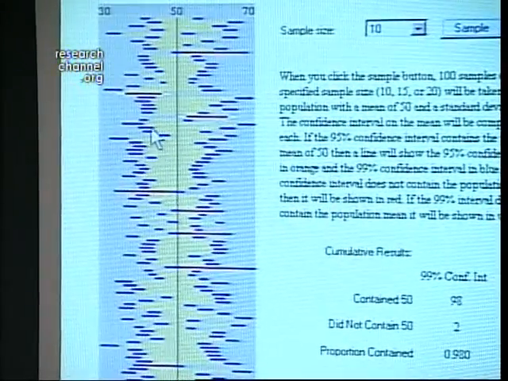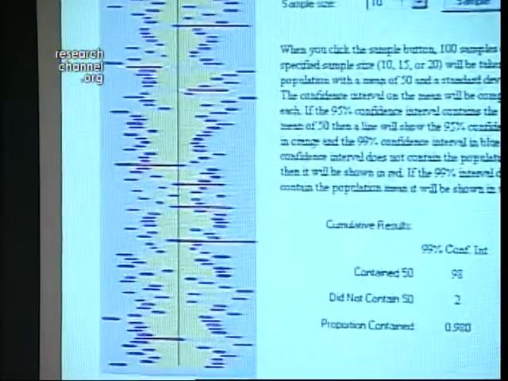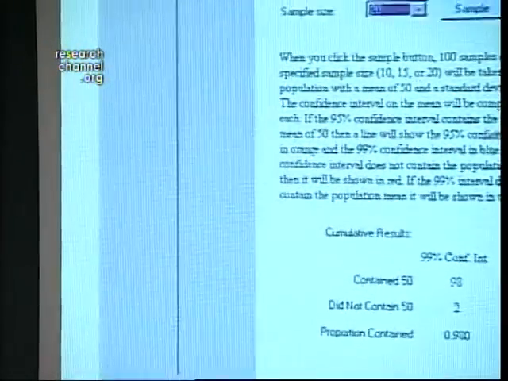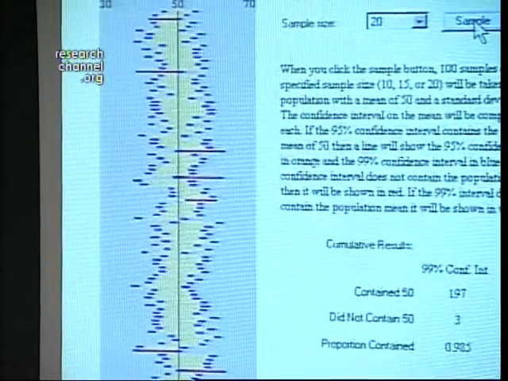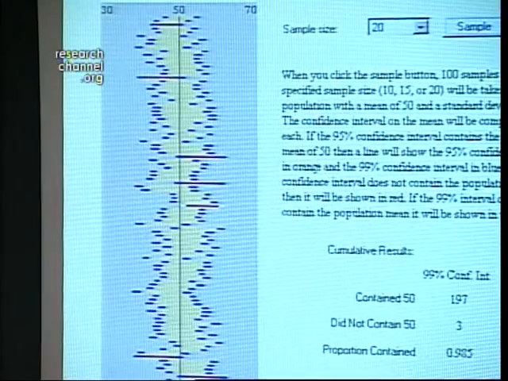Some of them don't, which we would see by the fact that they're outlined in a different color. What happens if I increase the sample size to 20 and sample? We see that the confidence interval width decreases.